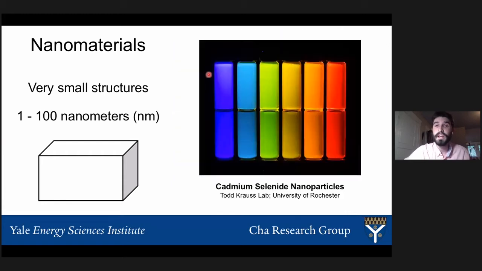So for example, these different vials are all filled with solutions of cadmium selenide nanoparticles. And when you shine UV light on them, they glow different colors just based on their size. So the smallest ones glow blue, and then as you increase their size, they actually get redder in color. And that's just by changing the size of the nanoparticle. There's no difference in the chemical composition. So that's just one example of how dramatic these property changes can be.